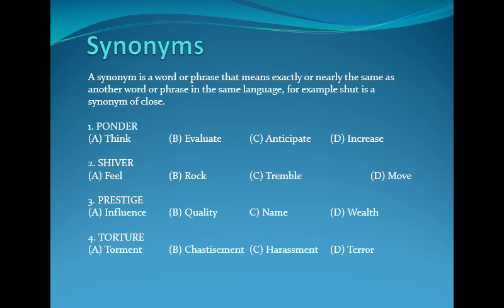Let's have a look at the second synonym, which is shiver. Shiver means to tremble or shake. So the answer is C. Then we have prestige. Prestige means name in society. They may be rich people, but they may be quite famous. So that's what prestige actually means. He's got a good name in society, so he is a prestigious person. So here again the answer is C. Fourth one, torture means to harass, cause a lot of harm to people. It's a negative word. So here again the answer is C.